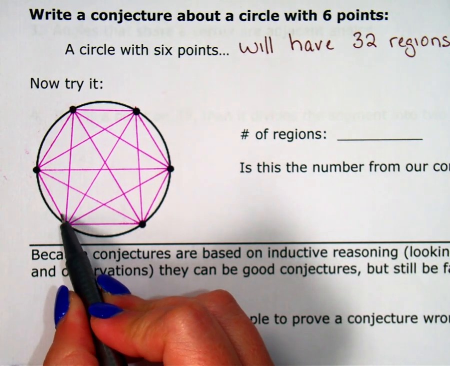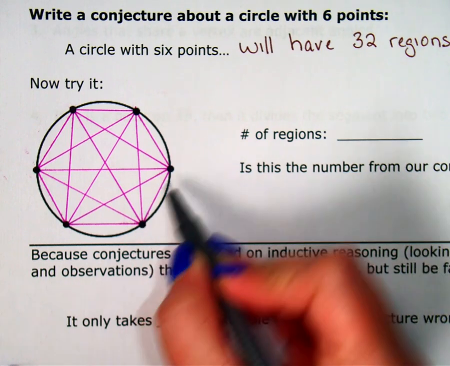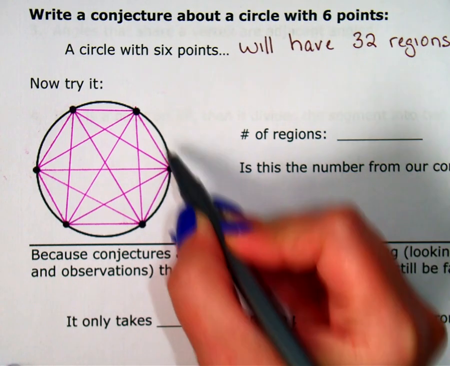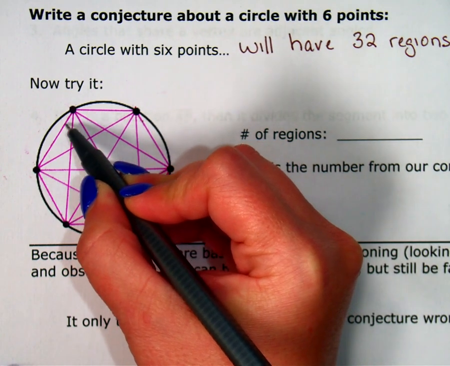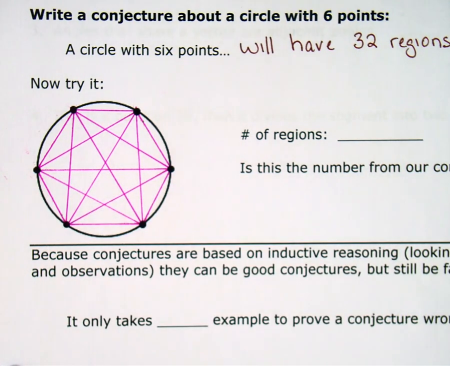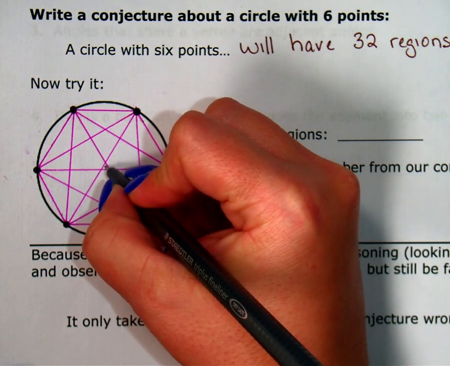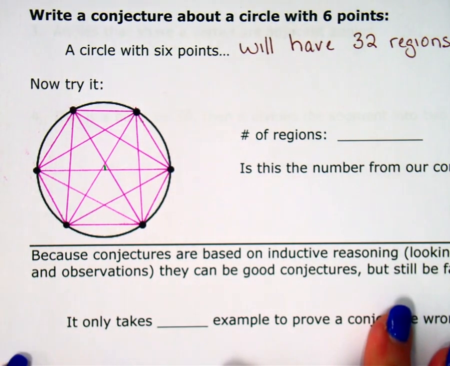So 1, 2, 3, 4, 5, and so on for each dot. Then you know you've connected every dot to every other dot because there's 6 dots, so each dot should connect to 5 other dots. Okay? I'm going to put a 1 in this one because I'm not going to be able to fit any other number other than 1. So that's 1 region.